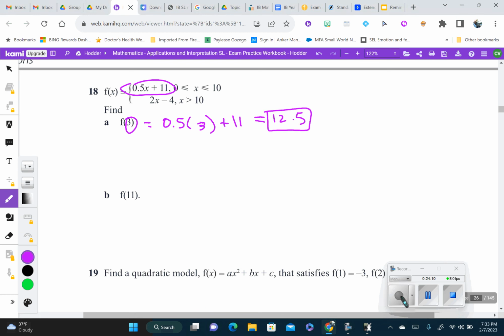And then for the second one, you now have x is 11. So that's the second function, which means that x is greater than 10. So the reason why I'm not using the first one is because 11 does not fall between 0 and 10. So I'm going to use the second function, which is this. So I'm going to do 2 times 11 minus 4.